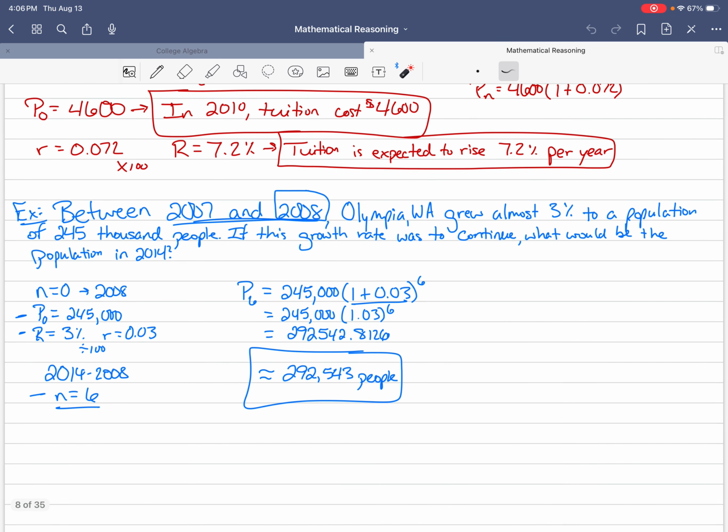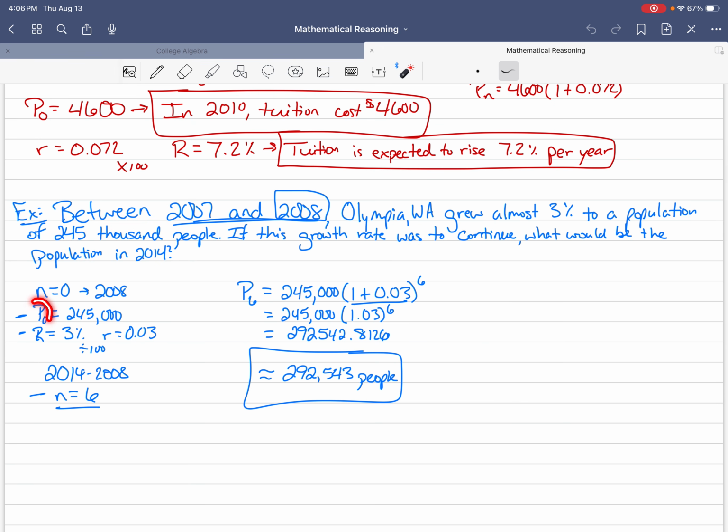And we have 4 more examples. Between 2007 and 2008, Olympia, Washington grew almost 3% to a population of 245,000 people. If this growth rate was to continue, what would be the population in 2014? So, n equals 0, that's going to be our initial year, and that's going to be the 2008 that they told us here. Because it's saying between 2007 and 2008 that we grew that much. So that means that in 2008, we experienced that kind of growth, and we have this population.